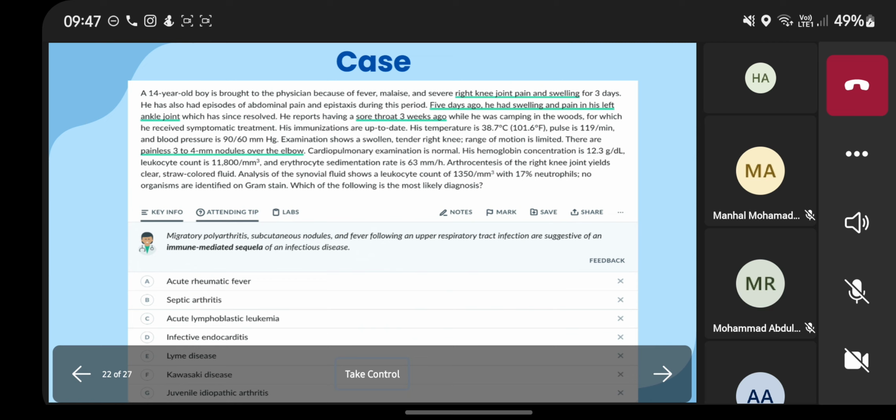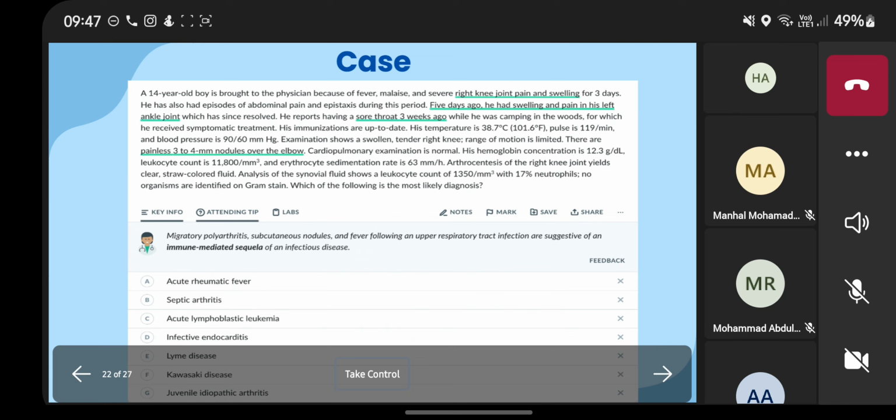Which of the following is most likely the diagnosis? A. Acute rheumatic fever. B. Septic arthritis. C. Acute lymphoblastic leukemia. D. Infective endocarditis. E. Lyme disease. F. Kawasaki disease. And G. Juvenile idiopathic arthritis. I would go with A, acute rheumatic fever.